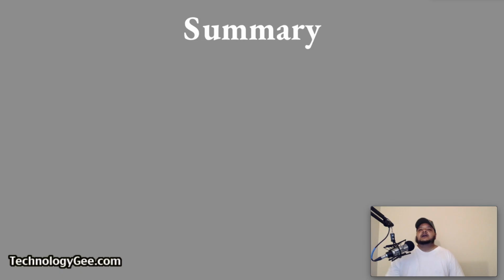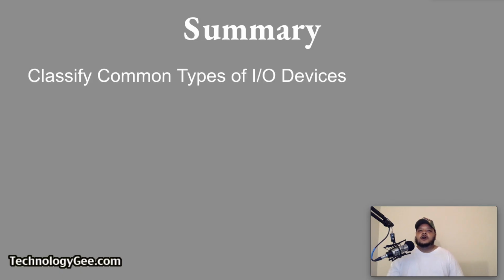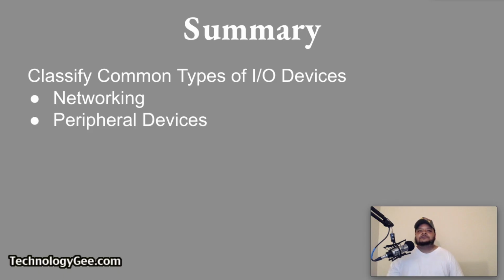All right. So here's a quick summary of what we just discussed, ladies and gentlemen. So we have talked about classifying common types of input-output devices that fall within the categories of networking, peripheral devices, and graphic devices. So that is what we have covered in this class.